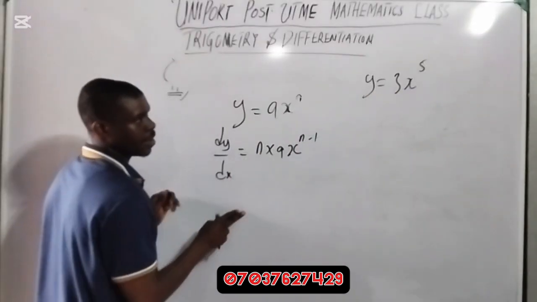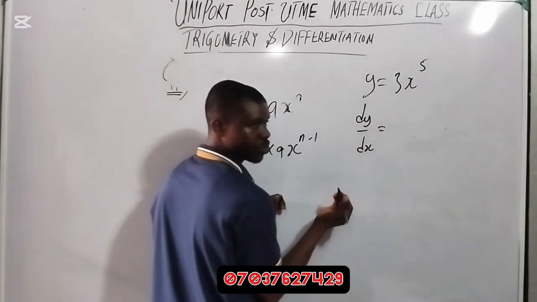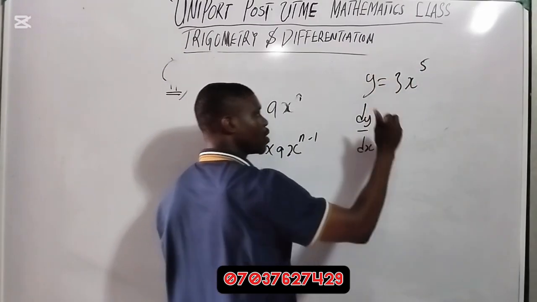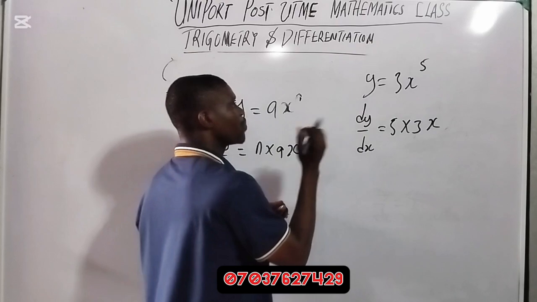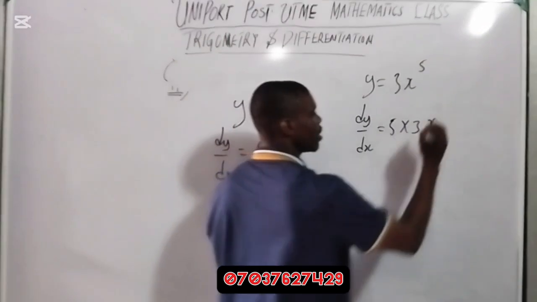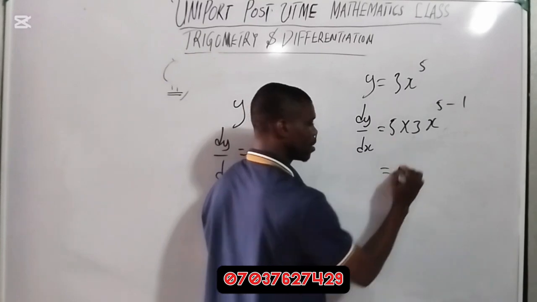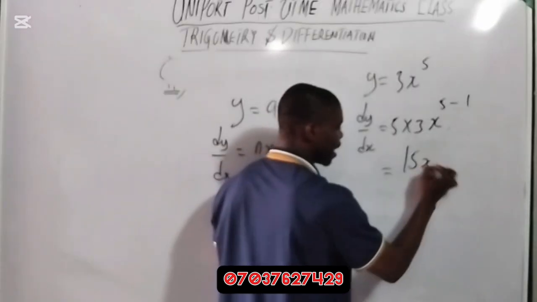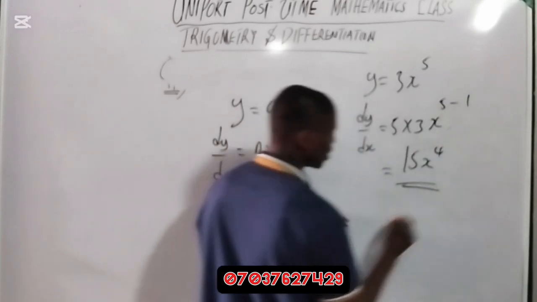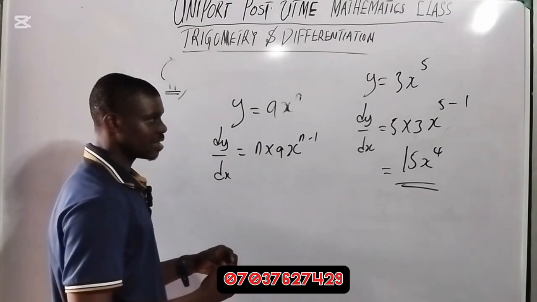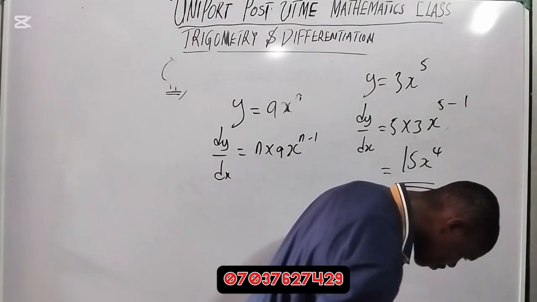So let's move to that one here. dy over dx is equal to, this part will come down, so it will be 5 times 3. Then x, you subtract 1 from the index, so it will be 5 minus 1. So what is the answer here? 5 times 3 is 15, x to the 5 minus 1, which is 4. This is the answer. You can see how easy it is. It's very easy. Now, let me give you another one.